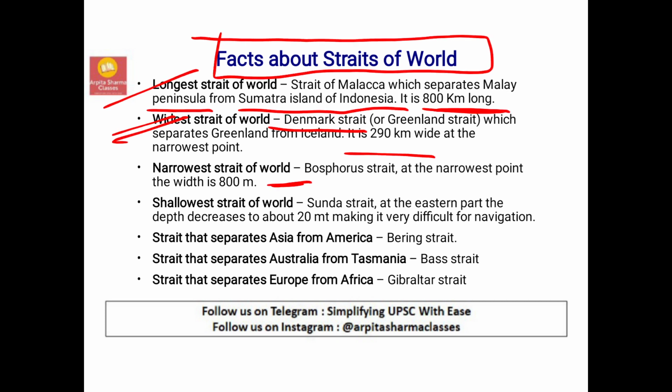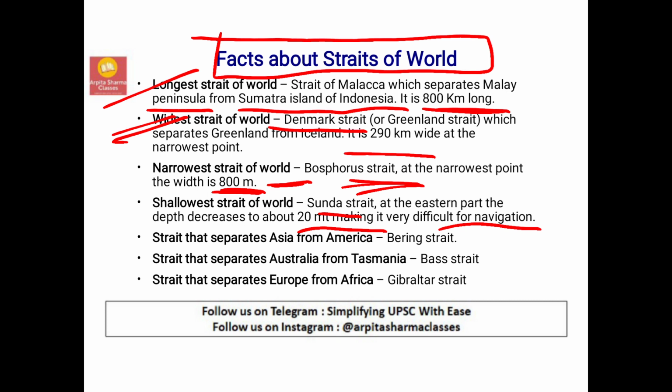I have already told you, the Bosphorus Strait. At the narrowest tip, it is only 800 meters. That is not even a kilometer, you can see. The shallowest strait in the world is the Sunda Strait. I told you, because it is shallow, it is usually not navigable by the bigger ships. Smaller ships can navigate here. It is at the eastern part at the depth of about 20 meters, making it very difficult for navigation.